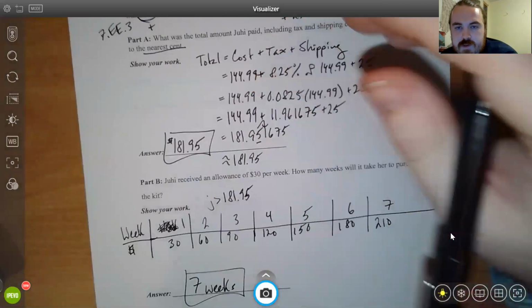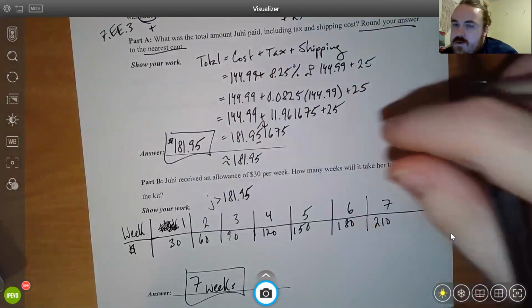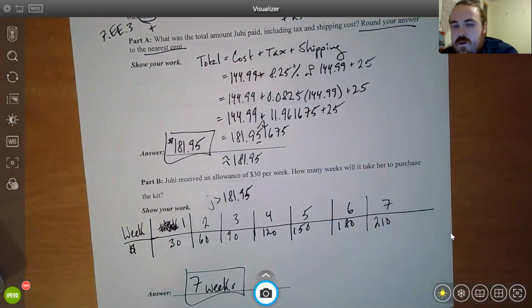So again, for something like this, make sure to break it down to a table or something like that. Know that it doesn't have to be exactly equal. Some of you are going to put like 6 weeks and 2 days and stuff like that, but it does need to be a full week.